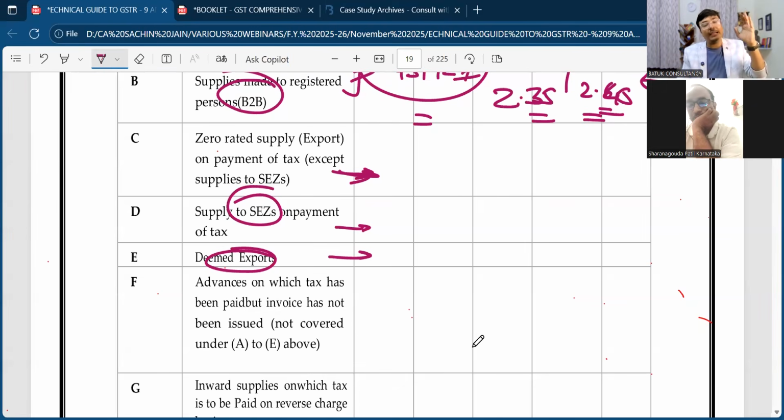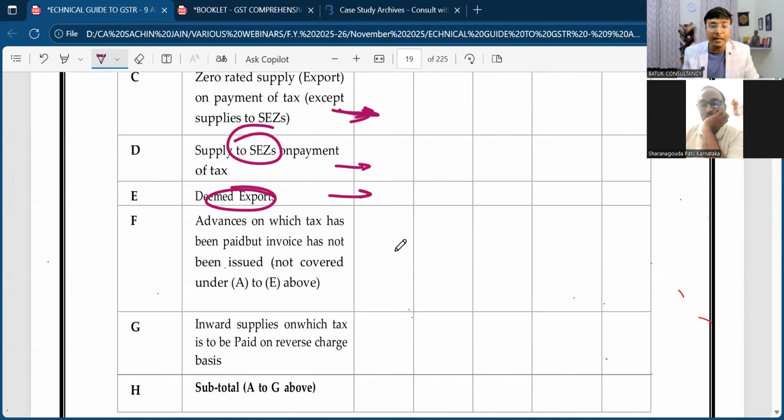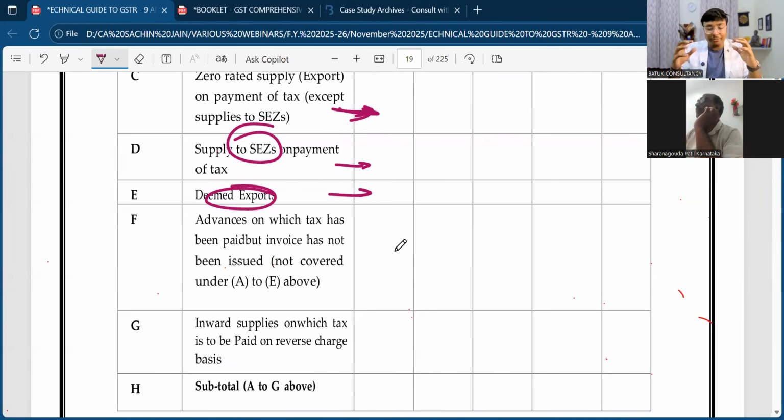Yes, your GSTR-9 should be as per books of account. We'll share the advisory as well. Also, the same is included in this ebook as well. Okay. LUT is not required to be shown in the GSTR-9 return. It is not at all required. Okay. In Table 4, you have to report the sales as per 2024-25 only. So deemed export. So here, what we are doing is just the categorization.